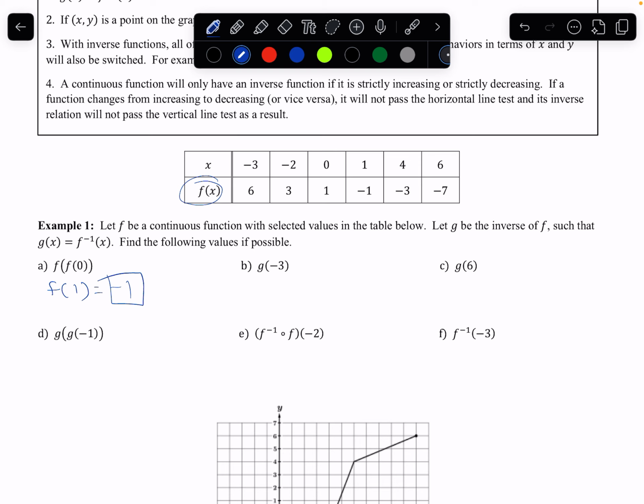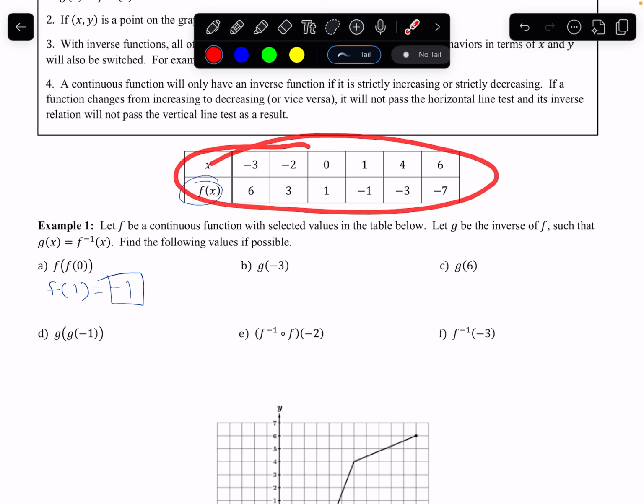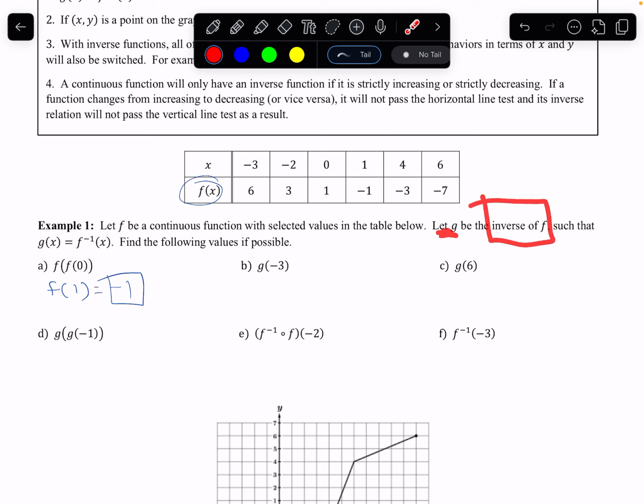Let's go ahead and look at that second one. B just says g of negative 3. That means I'm going to put a negative 3 into the g function. But I don't have the g function. Remember, the table is the f function. I'm putting a negative 3 into the g function. But do remember that g is the inverse of f.